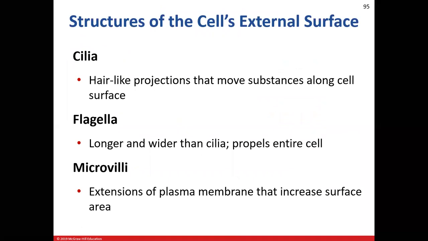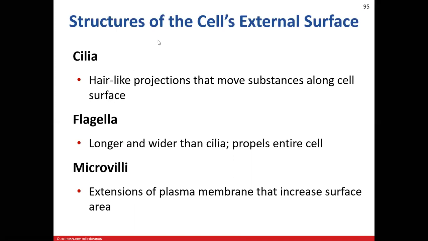So now we're not necessarily looking at the parts of the cell from an internal organelle structure, but what about some of the structures or the organelles that are found either on the surface of the cell or on the external structure? Well, that's going to lead us to cilia, flagella, and microvilli. So cilia and flagella are both extensions of the actual cell itself. They're kind of these hair-like projections. Now, cilia are literally hair-like projections that move substances along the cell surface.